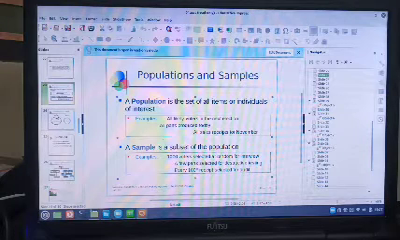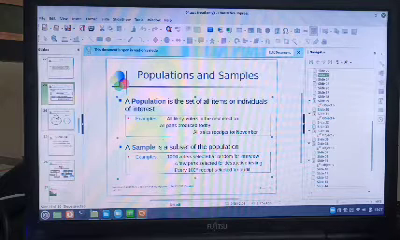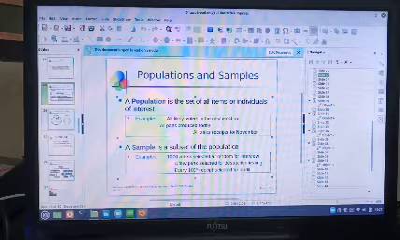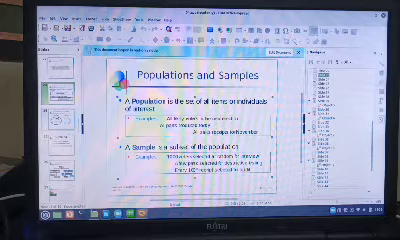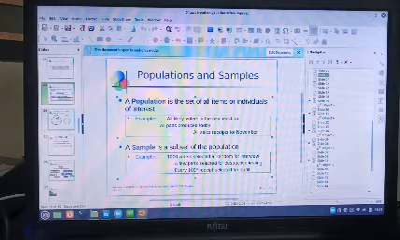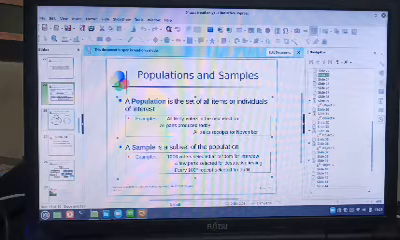Okay, let's continue with our discussions. Last time we stopped right here, the populations and samples. What are the differences between populations and samples?